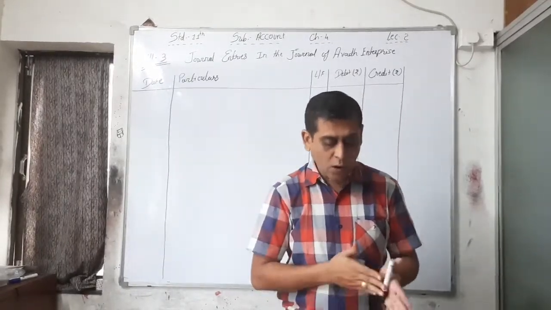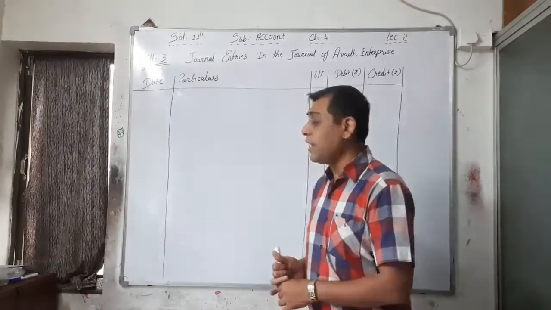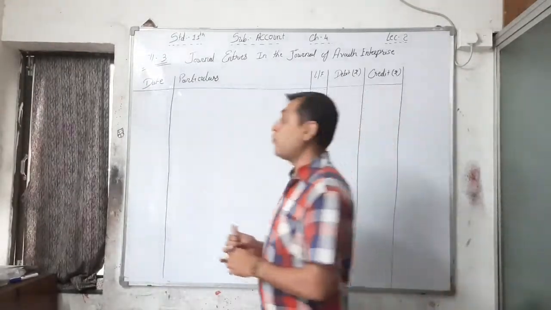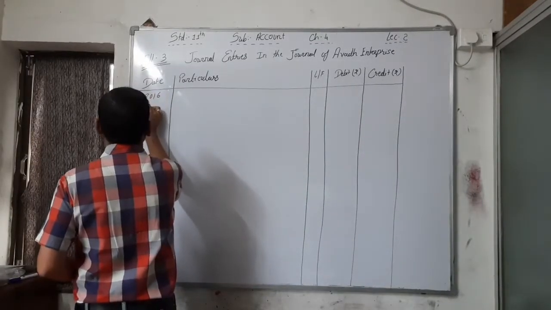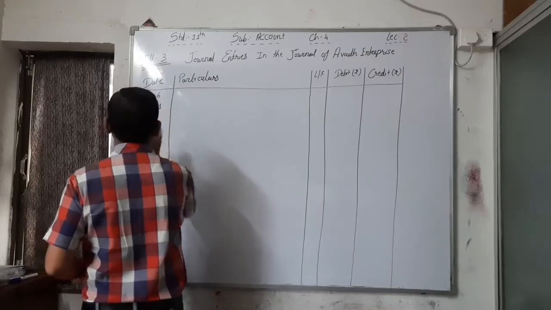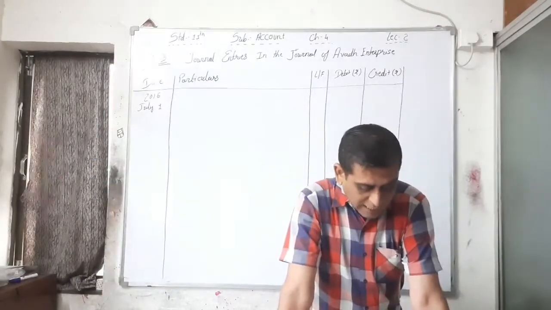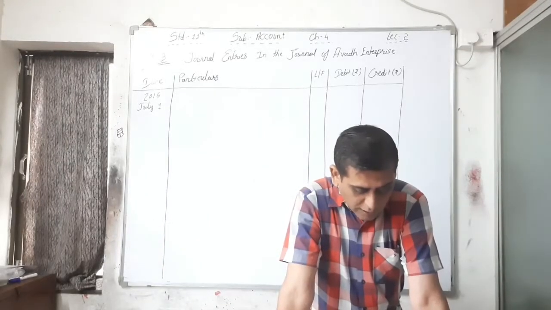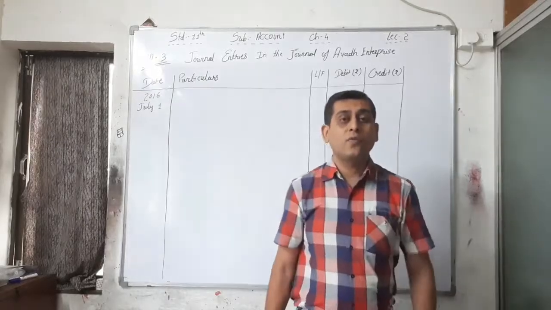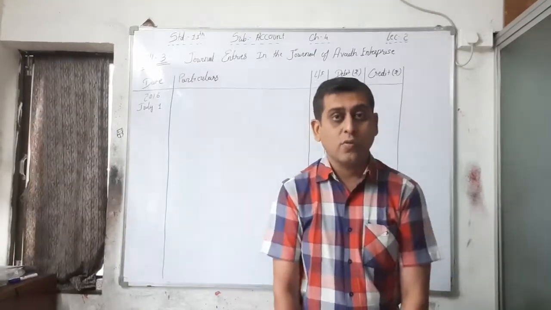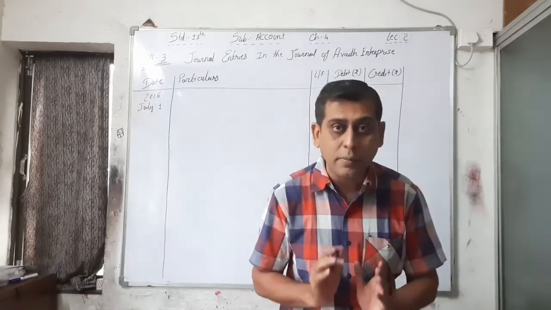Okay. Now, see, the date is given. First of all, you have to write the date. What is the date? 2014, July 1st. 2016, sorry, July 1st. Introduce capital of rupees 50,000 and commence the business. See, only 50,000 cash is brought by Ajay to start the business, commence the business.